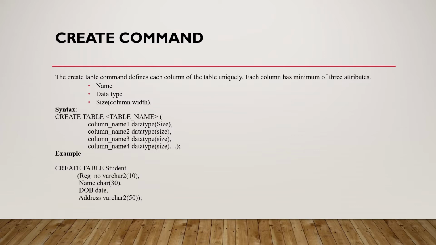Example, create table student. Here, student is the name of the table and register number is the first column. Varchar is the data type and 10 is the size of this data type. Next column is name and data type is char of size 30. Next, date of birth and data type is date. Next one is address. Data type is varchar2 and the size of the address is 50.